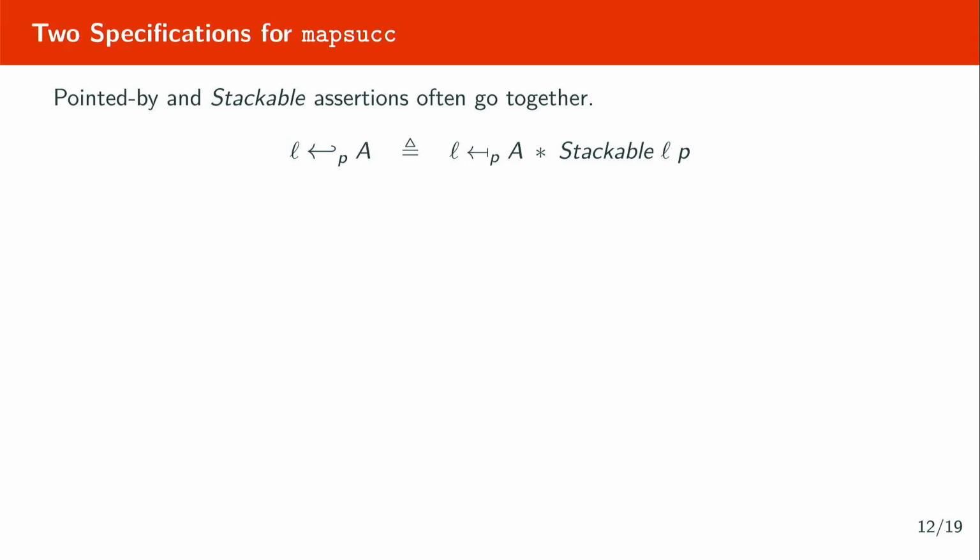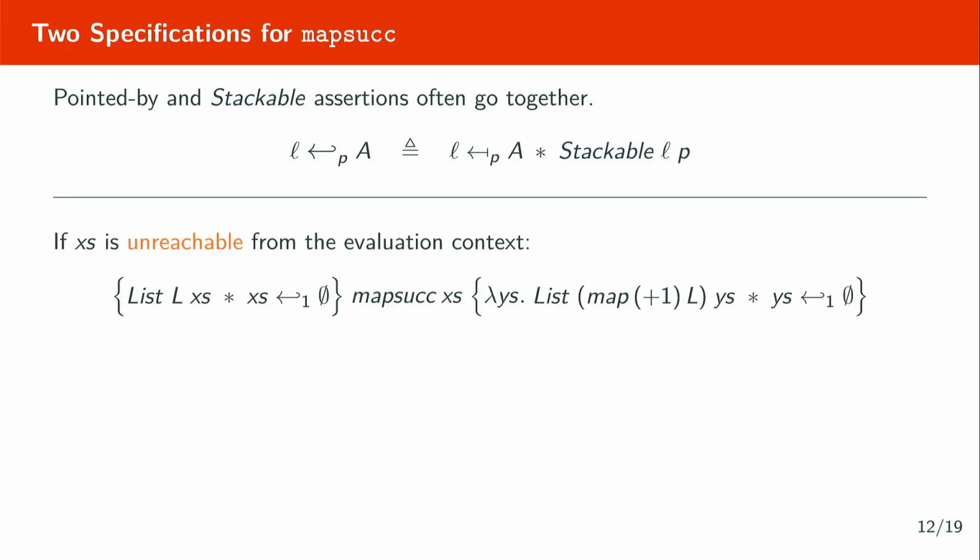Then, recall our two specifications for MapSuck. If the argument is unreachable, we do not need space. This is MapSuck of XS. If XS is a list of model capital L, and if XS is unreachable from the heap and from the evaluation context, then we do not need any space credits. MapSuck will consume these two assertions and produce a fresh location ys pointing to a list of the correct model, and ys is unreachable from the heap and the evaluation context.